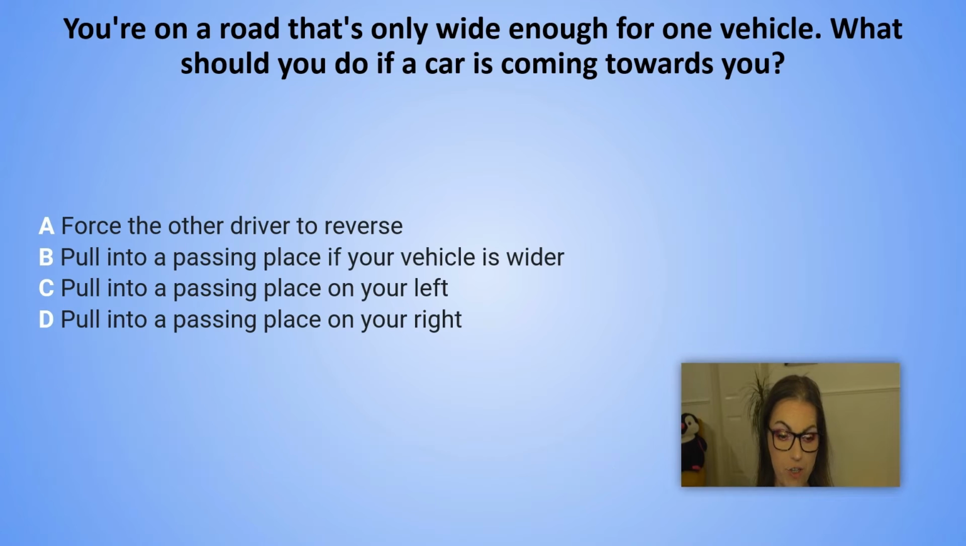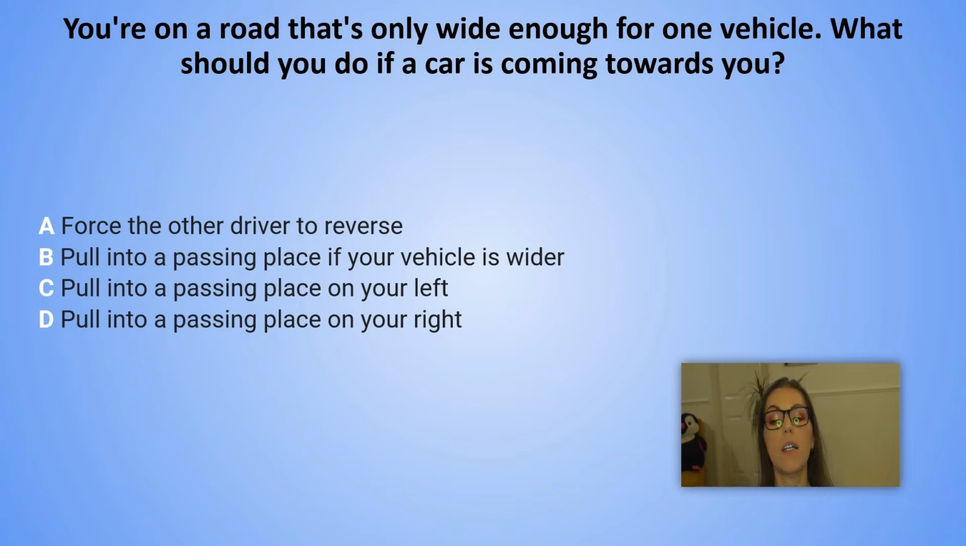Next question. You are on a road that is only wide enough for one vehicle. What should you do if a car is moving towards you? A. Force the other driver to reverse. B. Pull into a passing place if your vehicle is wider. C. Pull into a passing place on your left. Or D. Pull into a passing place on your right.